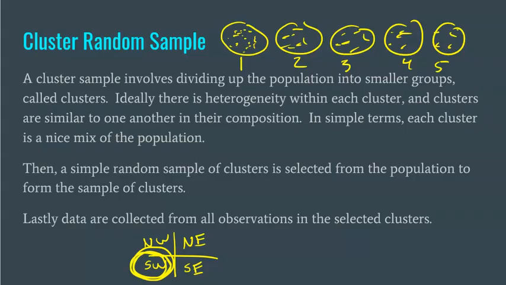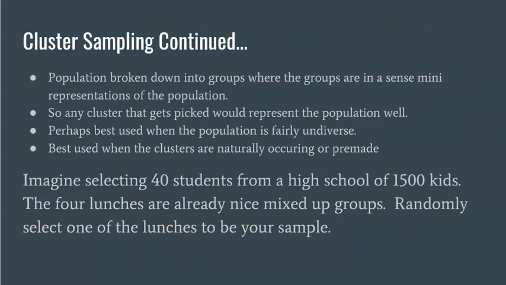And we're going to talk about the cons and pros of this, but the biggest pro is that it's a lot easier to do, because no longer do I have to number every single person in the groups. I just number the groups and pick one of the groups, or heck, I could pick 2 groups if I want more people to become my entire sample. So here, let's keep in mind the population is broken down into groups that are, in a sense, mini representations of the population. Like, I would assume that the hotels in the Southwest are a mini representation, meaning that there's 1 star, 2 stars, 3 stars, 4 stars, big hotels, small hotels, a nice mix. So any cluster that gets picked would therefore represent the population well.